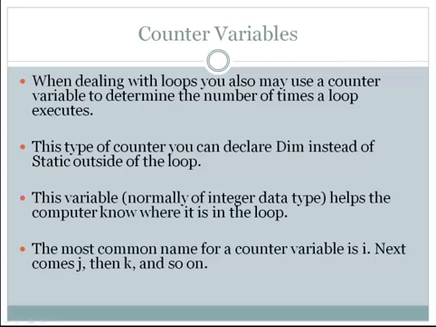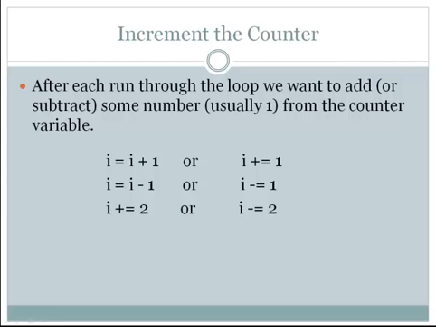A lot of times counter variables are I or J or K. Not sure why, but this is just one very popular thing within programming. Now, after each time you go through the loop, you may want to add or subtract some number from the counter variable to keep up with how many times. You can do that by writing I equals I plus whatever the value is, such as 1, or if you're going backwards, I equals I minus whatever the value is. The shortcut way of writing is to use the plus equals or the minus equals.